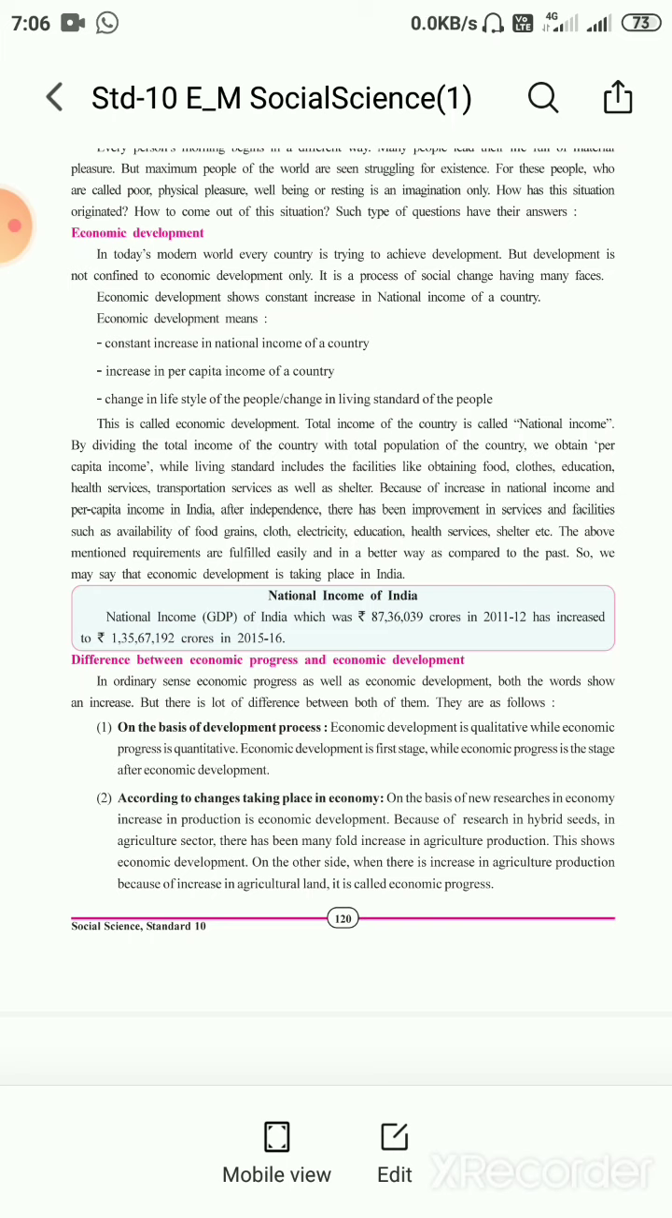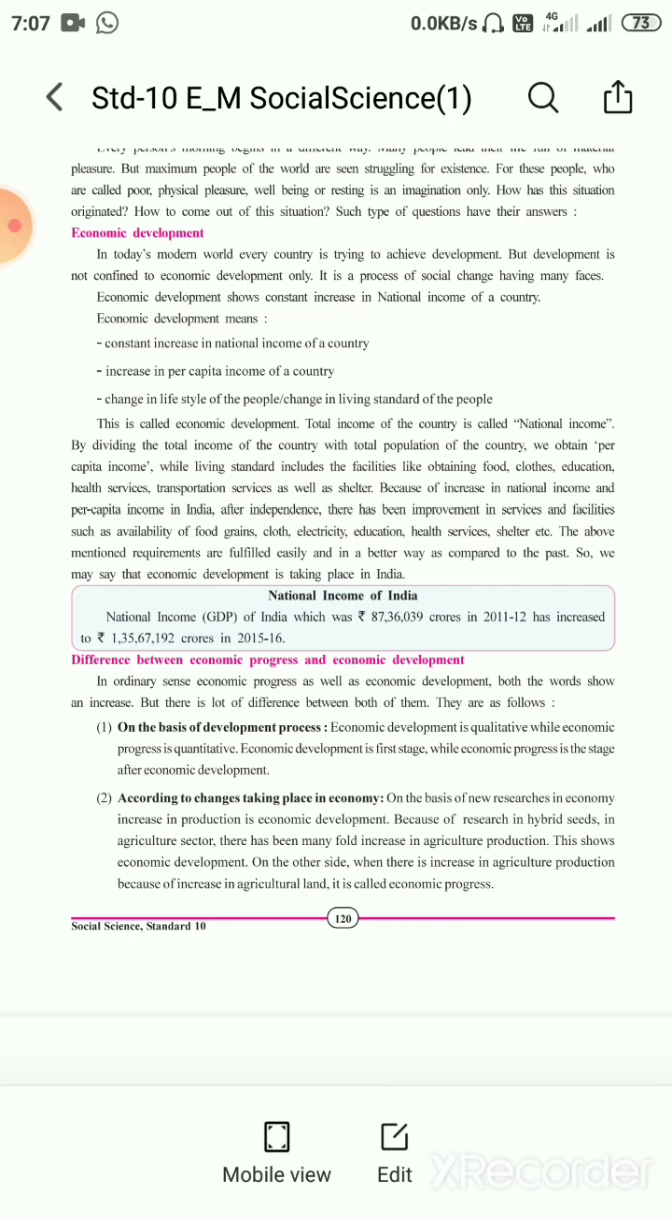In this modern world, every nation is trying to achieve development and progress. But this development and progress is not limited only with economic development. Many other factors are included in it. So let us try to understand in detail the meaning of the word economic development.